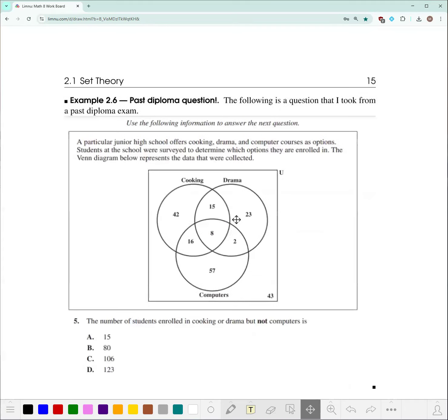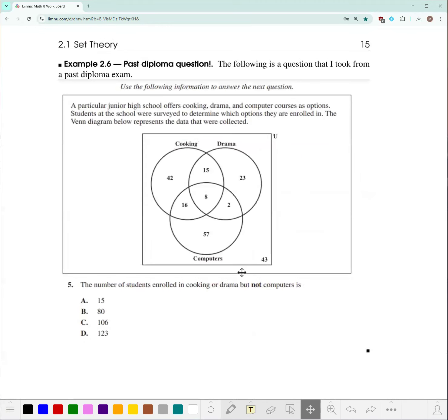All right, here's a past diploma question. This is a multiple choice question, obviously. And so you'll see a lot of these Venn diagrams in multiple choice questions, not just in creating them, okay?